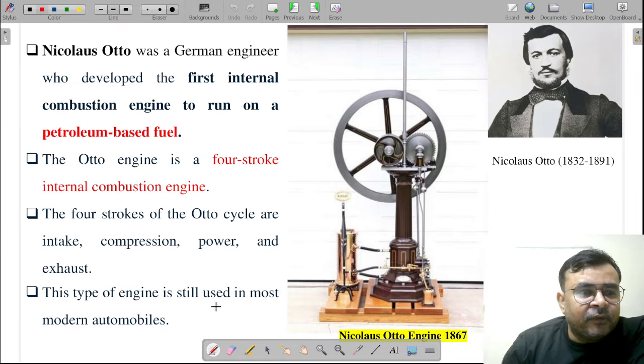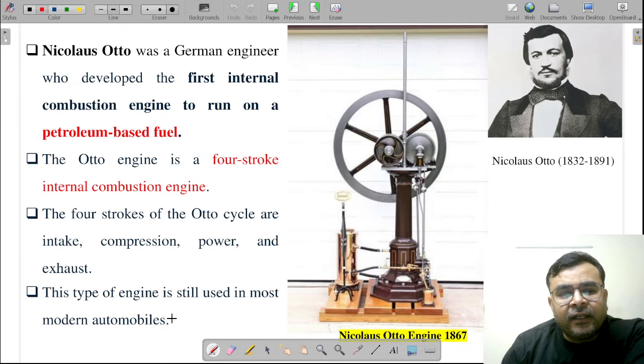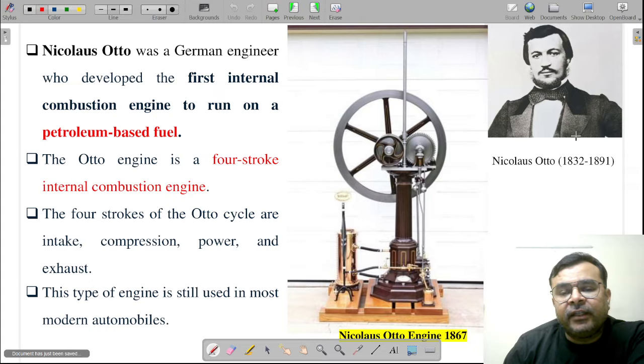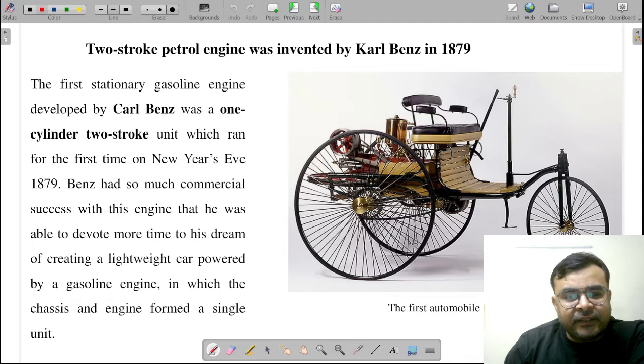And of course, this type of engine is still used. This is the first invention, but many modifications have been done, and nowadays we use very small engines which work on this principle only, is it right? And even for the modern automobile, he was the inventor who invented the four-stroke petrol engine, is it right? And you can say this is the first automobile.